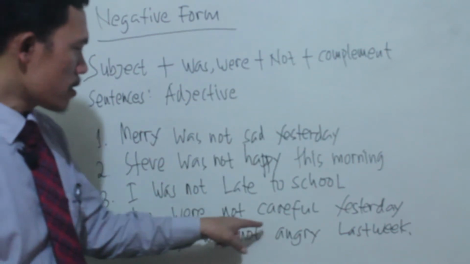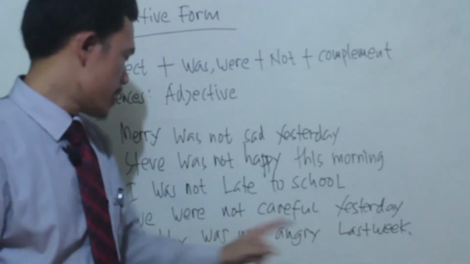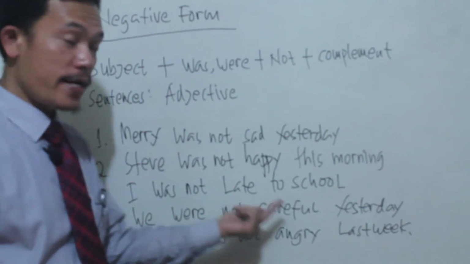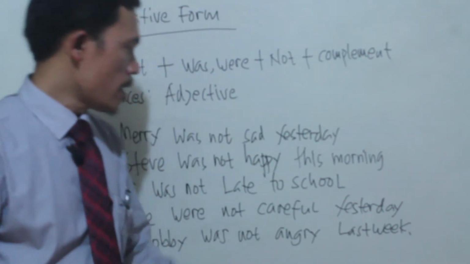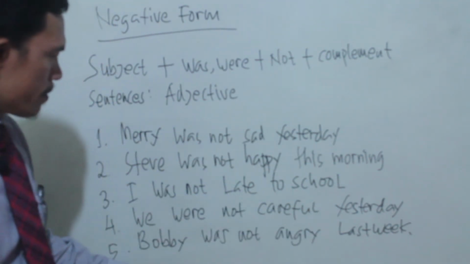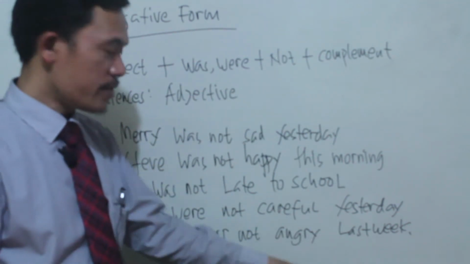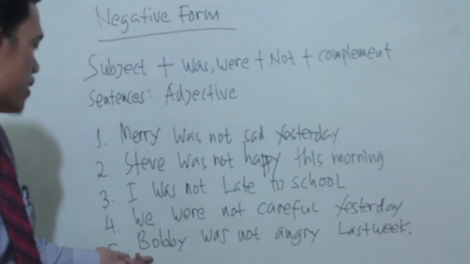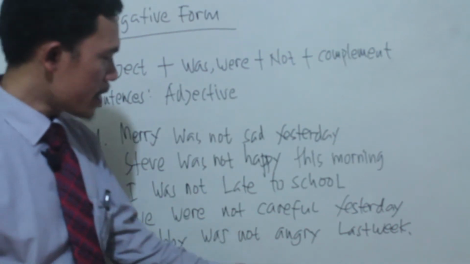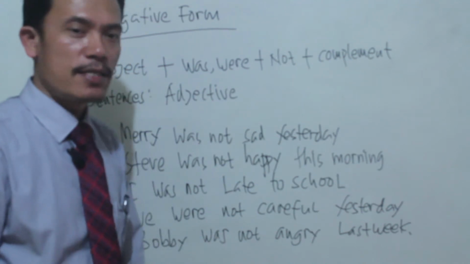Next, we were not careful yesterday. We is subject, were not careful is non-verb, and yesterday is showing the time in the past. Next, Bobby was not angry last week. Let's see this. Bobby is subject and was not angry is non-verb. Last week is showing the past time.